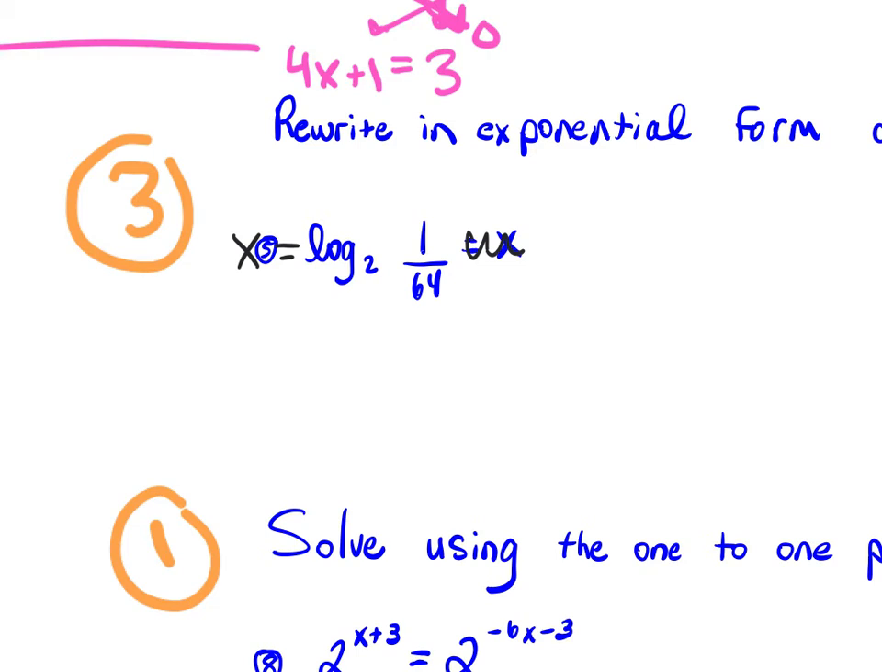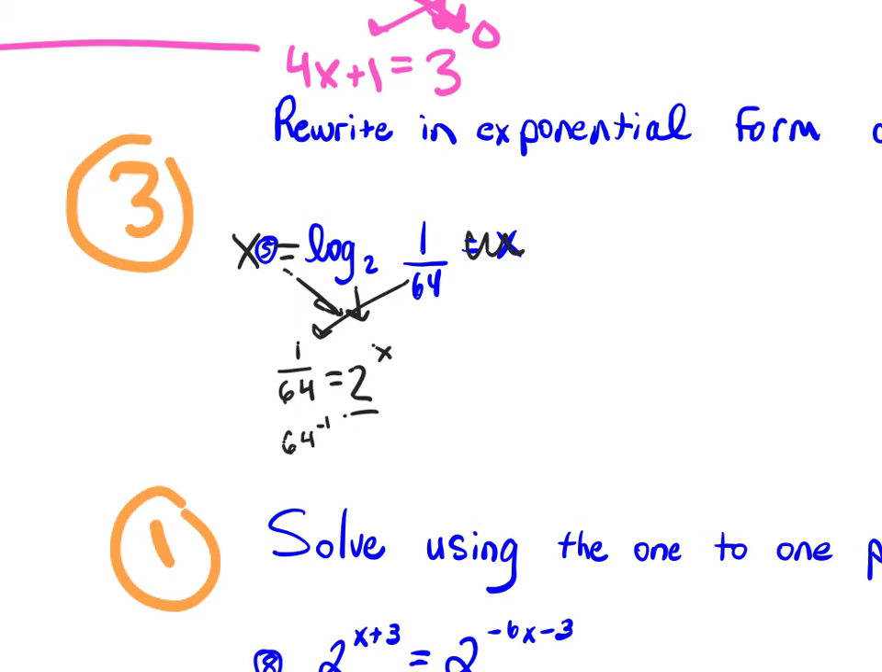Okay. So bring down the base. I move this to this side. So 1 over 64 is equal to 2 to the power of x. So now I need to get 1 over 64 to look like a 2. How can I do that? Negative 6. Perfect. X equals negative 6. So 64 to the negative 1 gives us 1 over 64.